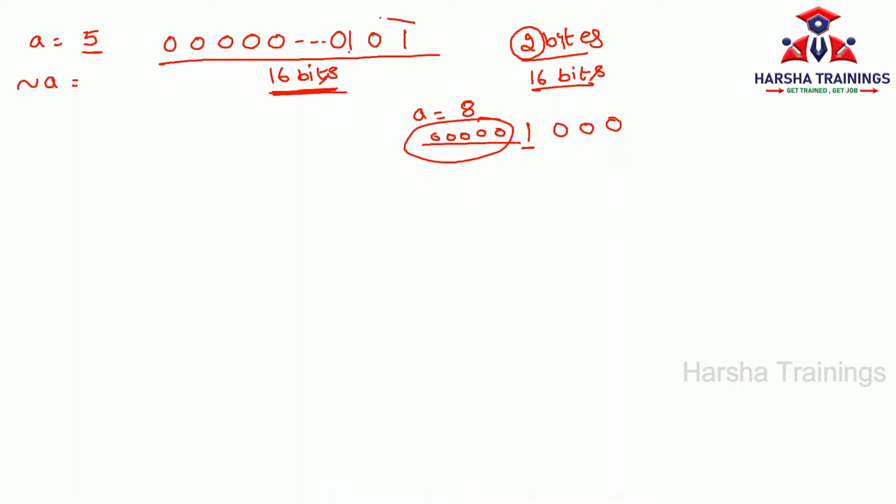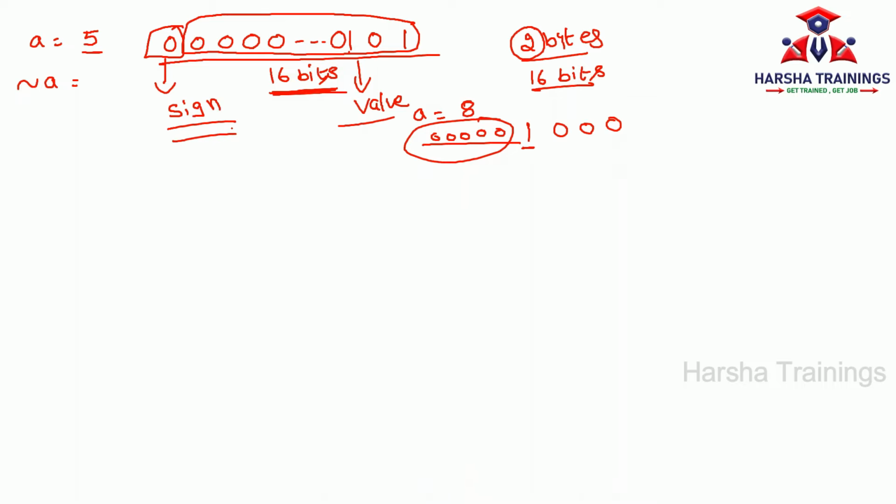Among these 16 bits, only 15 bits are used to store the value. The last bit, that is the 16th bit, is to store the sign of the number. Sign in the sense whether it is a positive number or negative number. If 0 is equal to plus, that is the positive number, 1 is equal to minus. By default, we have zeros. So A is equal to 5, 5 is a positive number, that is we are writing 0.